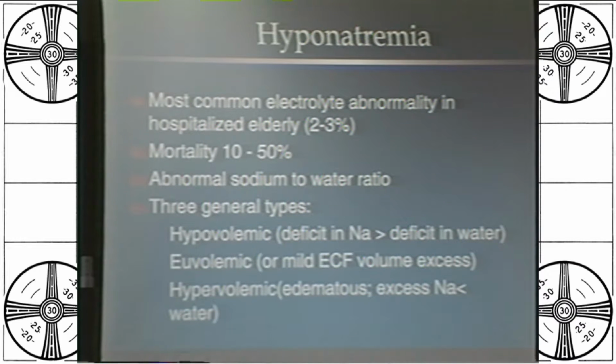There are 3 basic types. Hypovolemic, so what you might sort of call dehydrated, although really it's hypovolemic, so that there's too little sodium and there's also too little water, but the sodium deficits are greater. That's one of the things that may have been going on in the case I presented. Second is euvolemic, or mild volume excess. So the person actually has a normal fluid status or very slight fluid excess, but just below sodium. And third is hypervolemic. So these are the edematous states, where there's excess sodium and even more excess water.